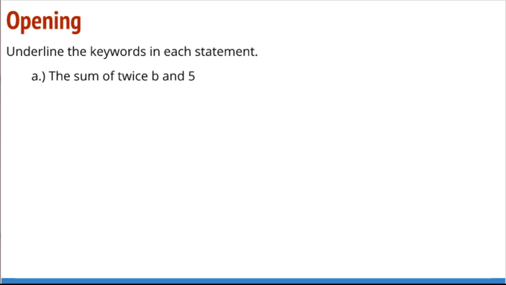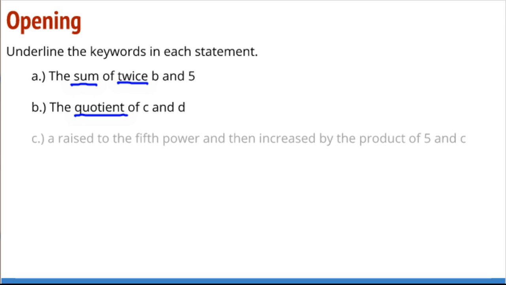And so we have the directions here. Underline the key words in each statement. What are the words that are going to tell us what's happening here? Well, I notice that I have a sum, and I notice that I've got a twice. So the sum is going to tell me that I'm performing an addition operation, and the twice is going to tell me that I am performing a multiplication operation. The quotient of C and D. Quotient is going to indicate to me that I am performing some kind of division operation.